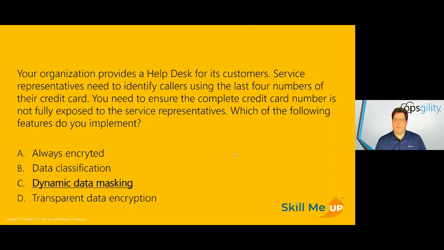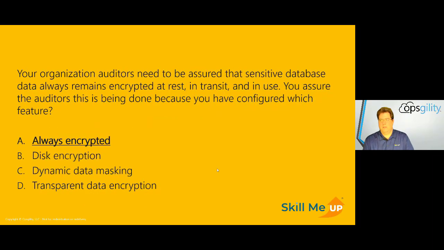Here we're looking at dynamic data masking. We're obscuring and masking everything but the last 4 digits of that credit card number. Oh, I forgot the next question here. Your organization's auditors need to be assured that sensitive database data always remains encrypted at rest, in transit, and in use. You assure the auditors that it is being done because you have configured which feature? We can see already that the answer is always encrypted.